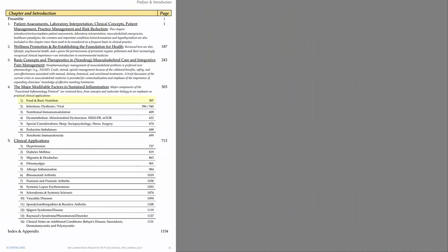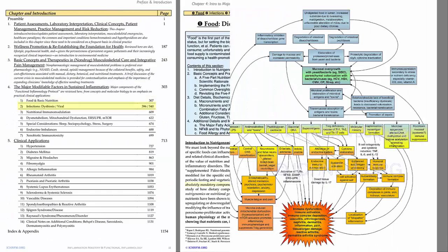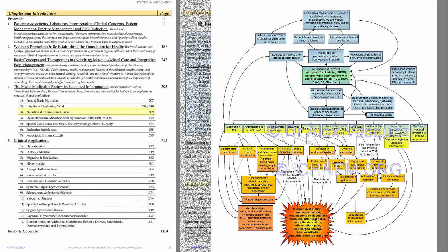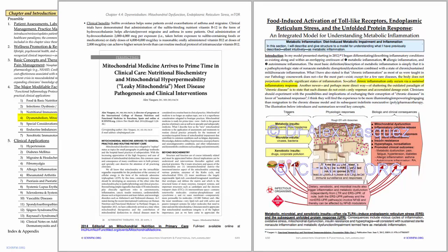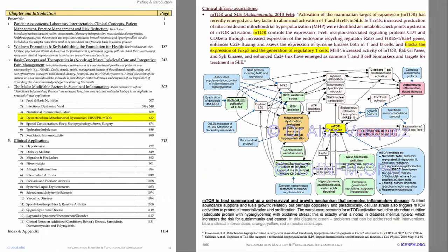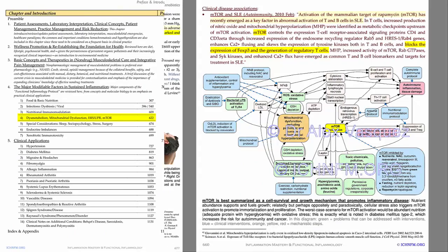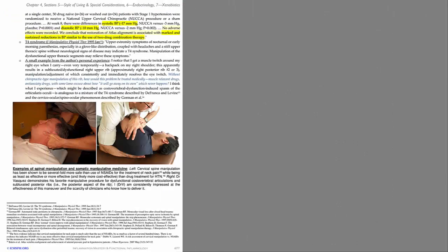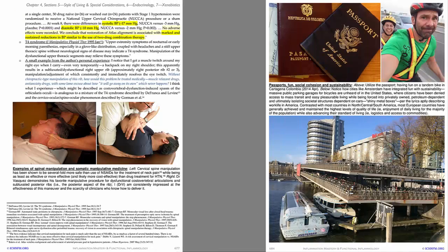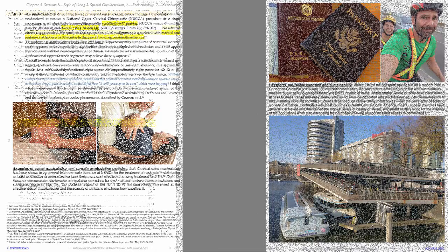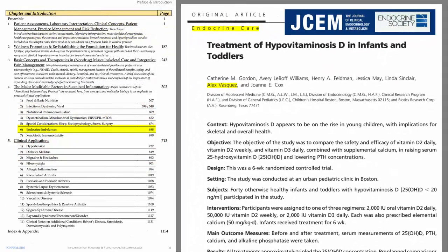In Chapter 4, I discuss food and nutrition, infections and dysbiosis, nutritional immunomodulation, dysmetabolism, mitochondrial dysfunction, endoplasmic reticulum stress, the unfolded protein response, and also mTOR. I talk about special considerations such as sleep, sociopsychology, stress, and surgery, also specialized supplementation. Part 6 reviews endocrine and hormonal imbalances, and in Part 7 I discuss xenobiotic immunotoxicity.